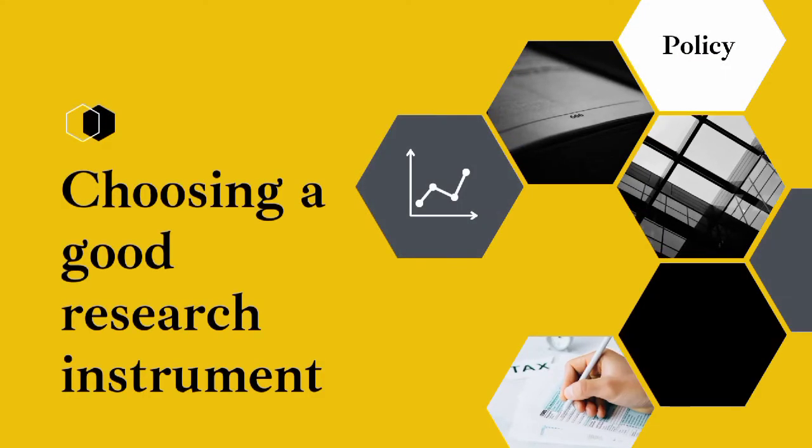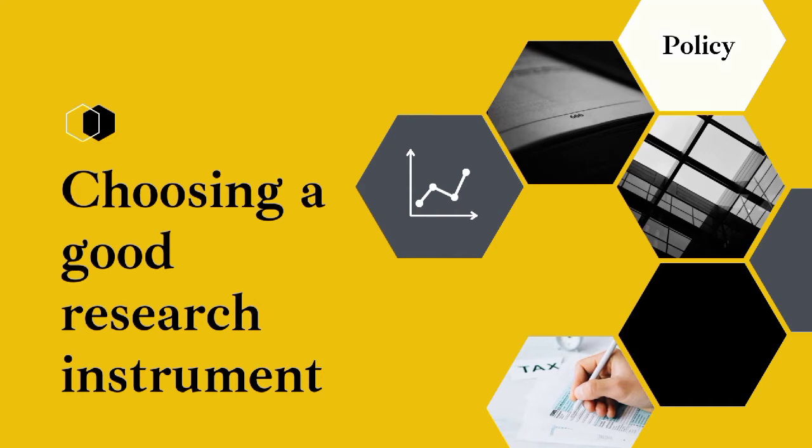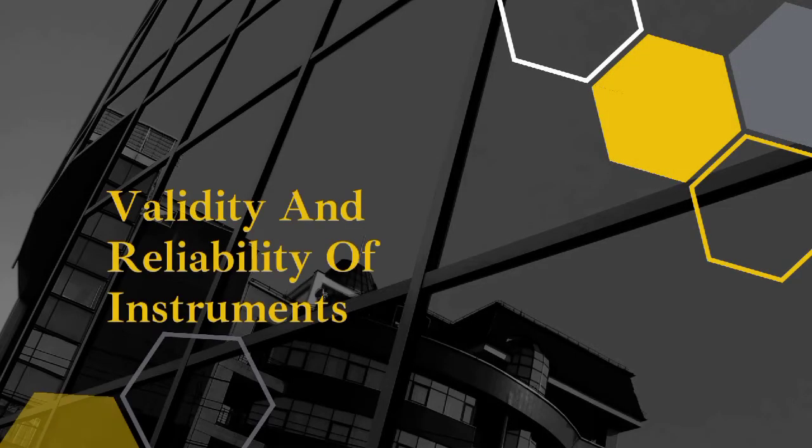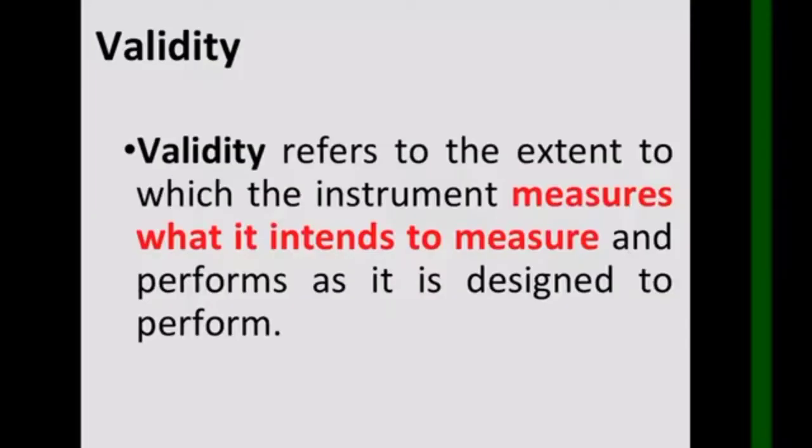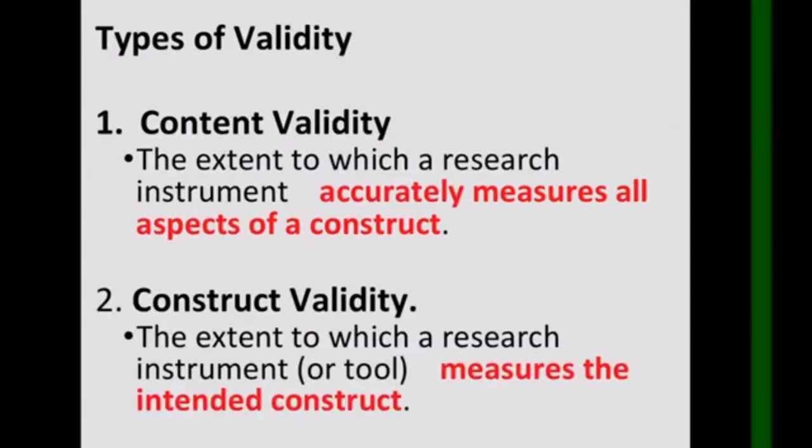How can we choose a good research instrument? Validity. Validity refers to the extent to which the instrument measures what it intends to measure and performs as it is designed to perform. So pag sabing validity, tinitignan natin dito kung na-measure niya ba yung dapat niyang ma-measure. So that is the simplest definition of validity.